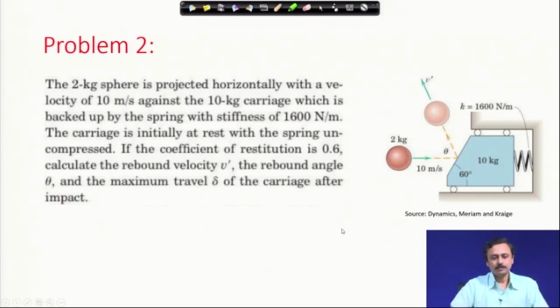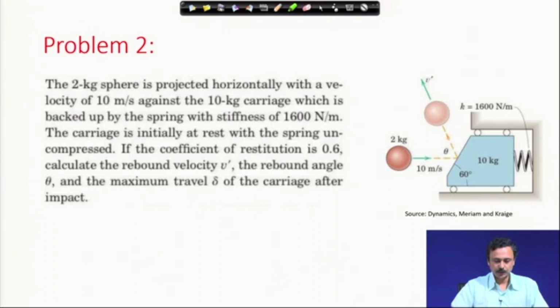Next we come to this problem. This is taken from the book of Meriam and Kraige. The 2 kg sphere is projected horizontally with a velocity of 10 meter per second against the 10 kilogram carriage, which is backed up by the spring with stiffness of 1600 Newton per meter. The carriage is initially at rest with spring uncompressed.